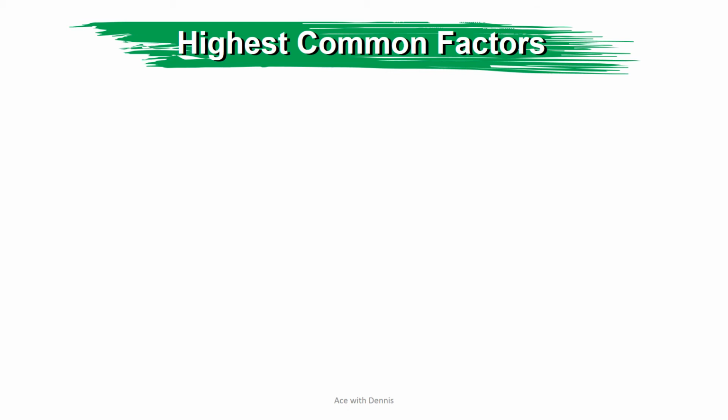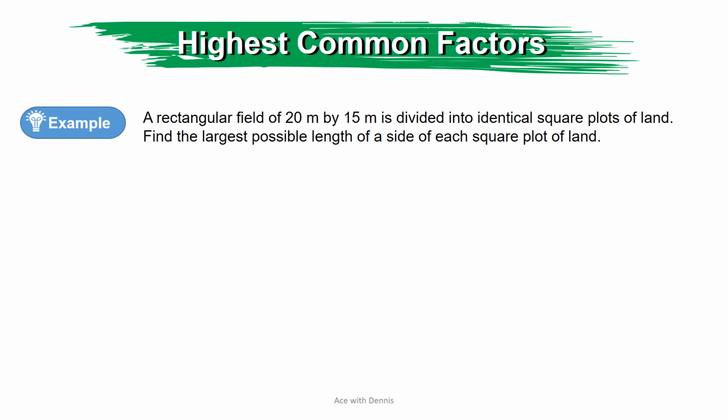Now, let's solve word problems related to highest common factors. Here's an example. A rectangular field of 20 meters by 15 meters is divided into identical square plots of land. Find the largest possible length of a side of each square plot of land. Here's the solution.